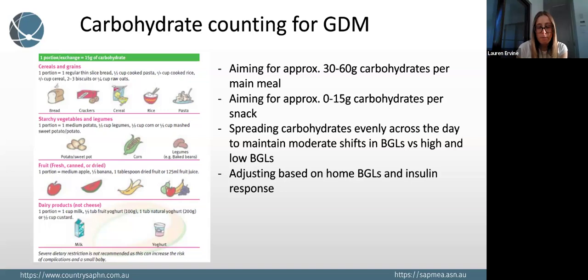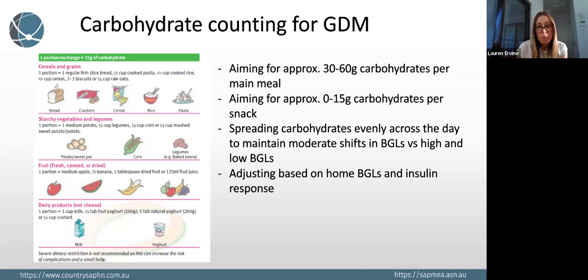It might look like 1 medium potato, or it might look like a piece of fruit, so a banana or an apple. It could look like a small tub of yogurt or a glass of milk. So just having a look at that, we might say a meal could have 2 carbohydrate exchanges, 2 pieces of bread, a sandwich, or it could be a cup of pasta at dinner, which again gives you 2 exchanges. They both fit in that recommendation. So it's a great place to start.